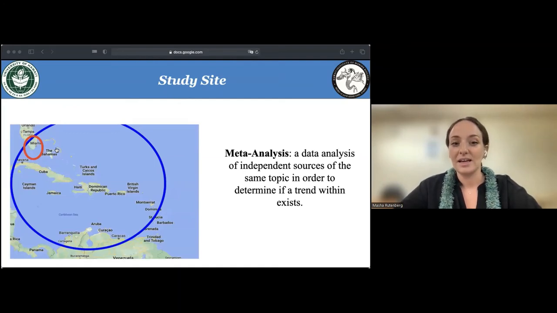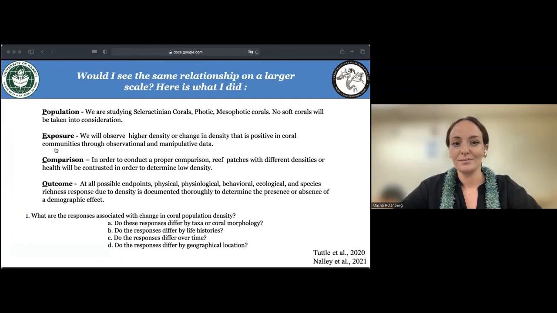For my meta-analysis, I focused on the area highlighted in the red circle. The blue circle encompasses the region where I was able to find all relevant publications. However, due to uncomparable data, I had to limit my region to just the red circle. To conduct my meta-analysis, I followed the PICO protocol established by Lillian Tattle and Eileen Nally. This method allowed me to set and follow a strict guideline in order to find appropriate literature from databases that would allow me to complete my meta-analysis.